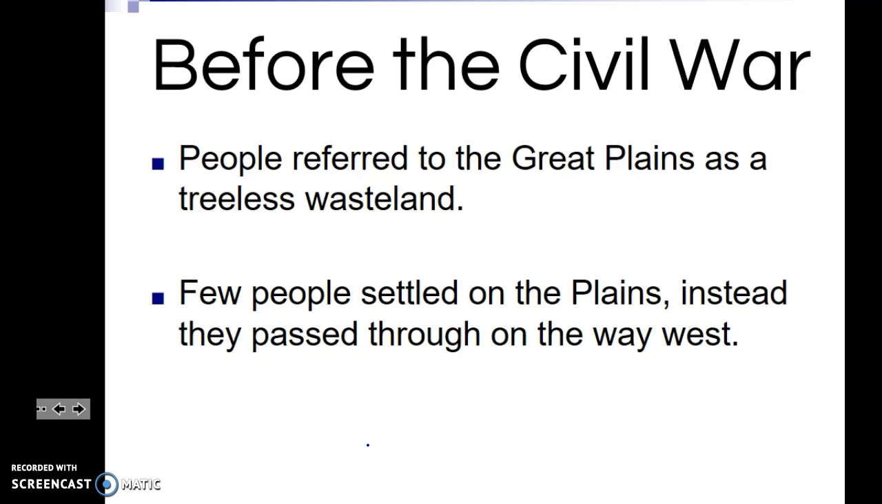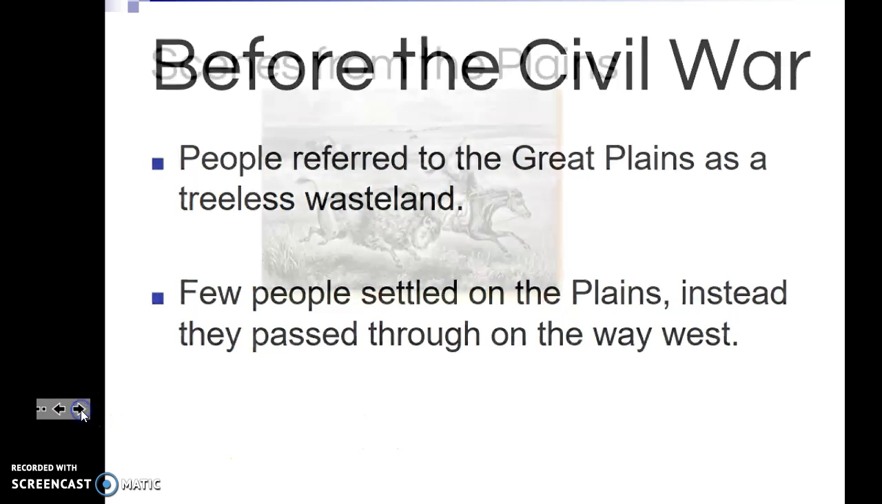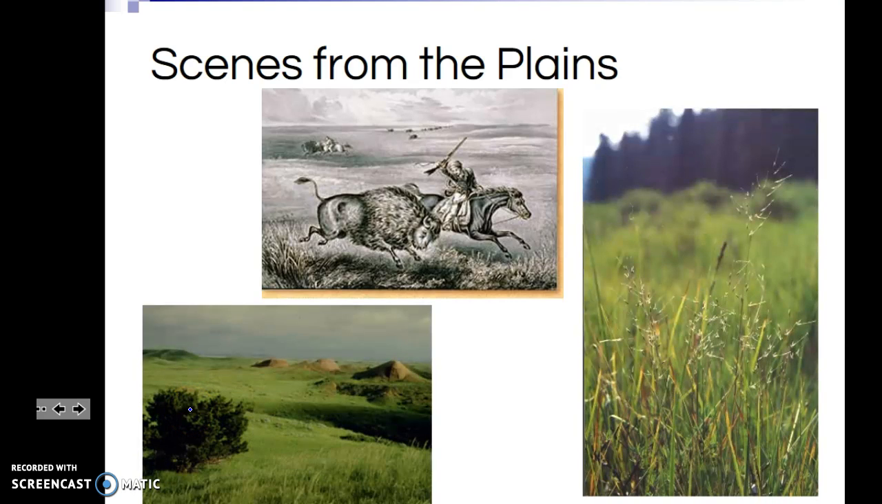Few people settled on the plains. Instead, they passed through on the way west. Not a lot of people stayed there in the Great Plains, but it was a passageway. It was a gateway to the west. Here are some pictures or scenes from the Great Plains. You have the buffalo, which was very important to the Native American diet, particularly the Plains Indians. Then you have grasslands. Then you got some flatlands right here. You got some small buttes or hills. So here are some scenes from the Great Plains.